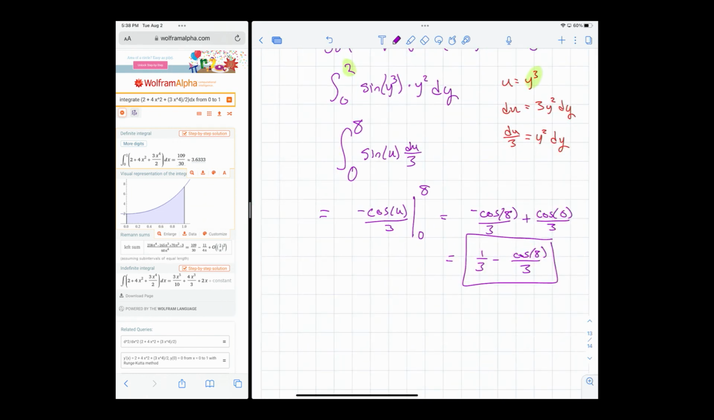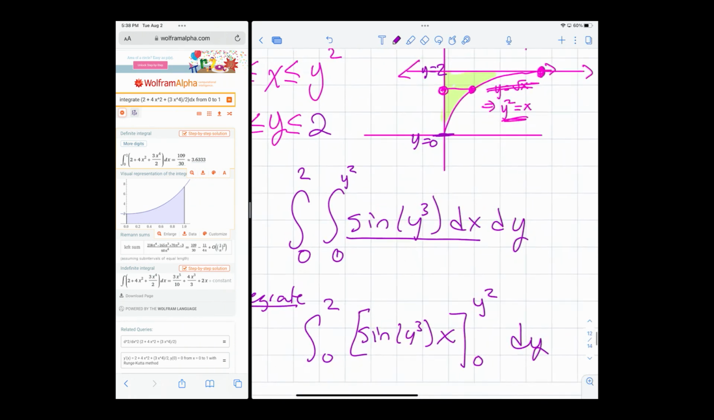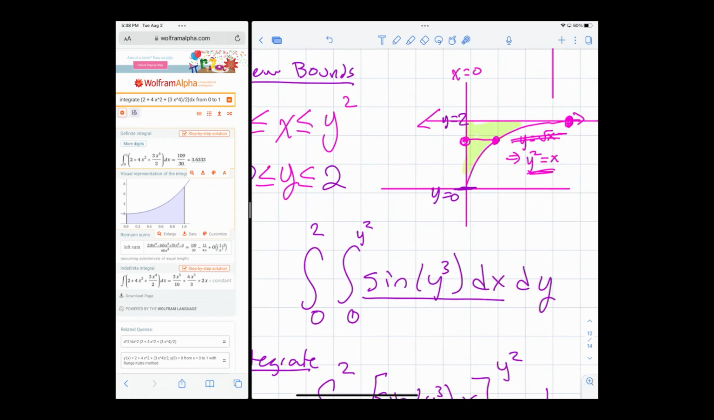Now, looking back over this, the reason you were asked to do this, of course, is because if you look at the original integral, you can't possibly integrate sine y cubed. You can't do that because you can't do a u-sub, as there are no extra y's outside or anything like that. So you did have to reverse the order of integration here to get anywhere. They weren't just asking you to do this for no reason.